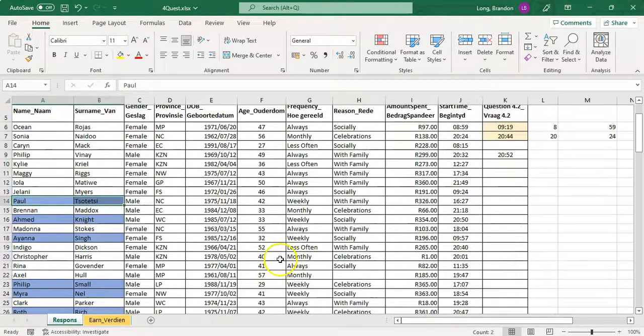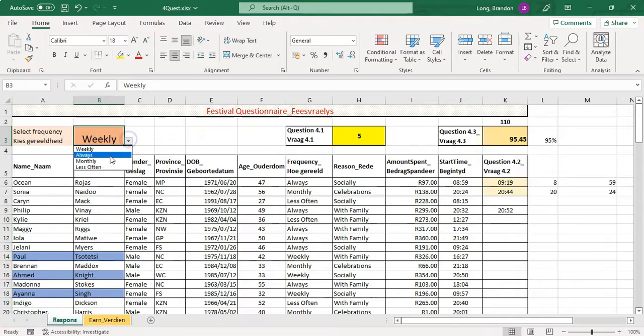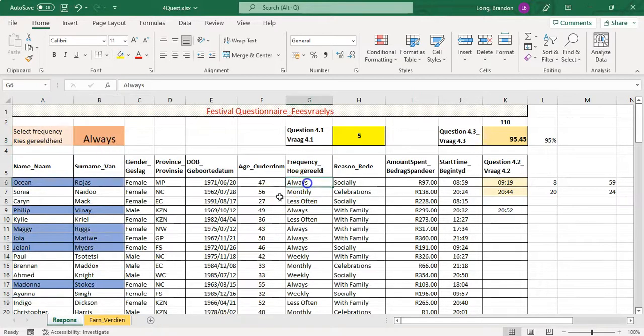So there you can see weekly, weekly, weekly. And if I change this to always, all the always ones are selected. There we go. That one is working. Well done.